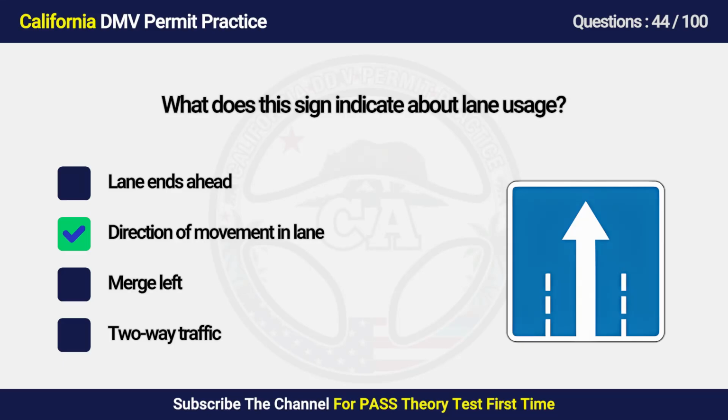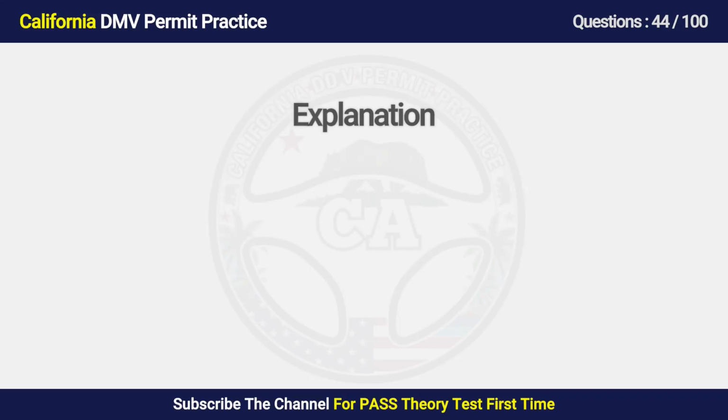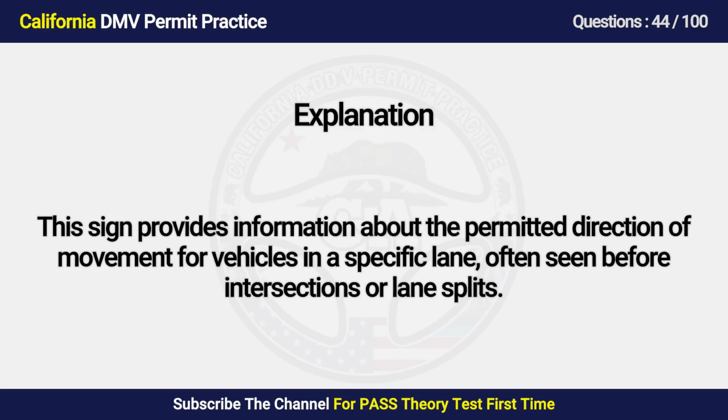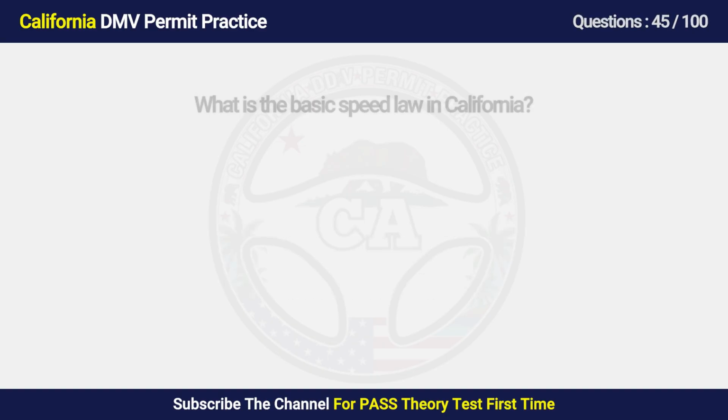Answer is B. Direction of movement in lane. This sign provides information about the permitted direction of movement for vehicles in a specific lane, often seen before intersections or lane splits.